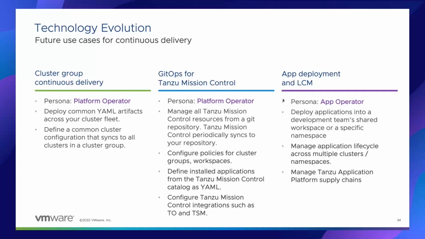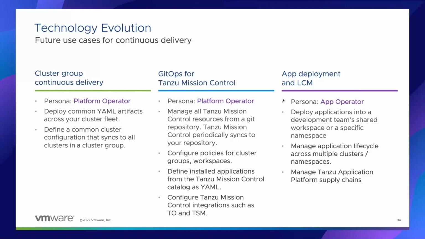We can also enhance the GitOps approach to include features that are included in Tanzu Mission Control, but are not Kubernetes features. So things like configuring policies, anything related to cluster groups, defining cluster groups, working with workspaces, which are collections of namespaces, and defining installed applications from Tanzu Mission Control's catalog as well. So we can drive the catalog feature from a Git repository. We also want to include the integrations features that we have in Tanzu Mission Control, so you can enable things like integrating with Tanzu Observability and Tanzu Service Mesh.